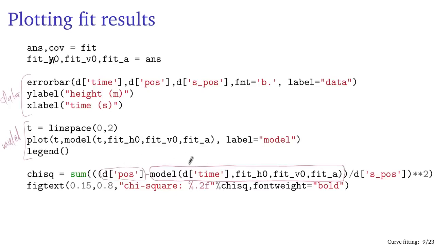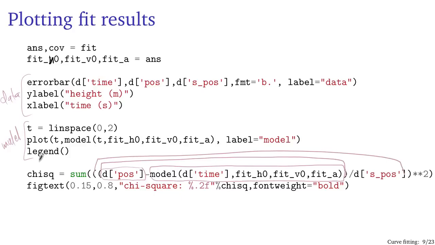So this is observation minus model expectation. Now all of that is in parentheses here, divided by the uncertainty in the position, and all of that then gets squared. So this is observed minus expected, scaled by the uncertainty, quantity squared, summed up. That was the definition of the chi-square test statistic.